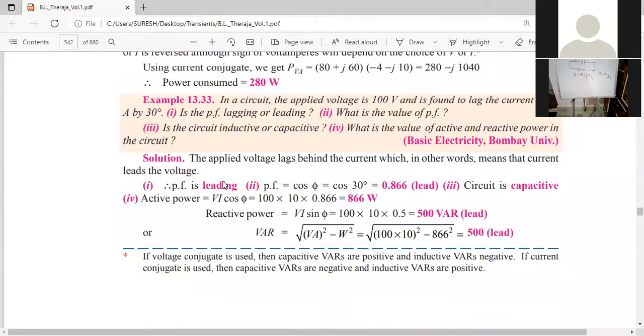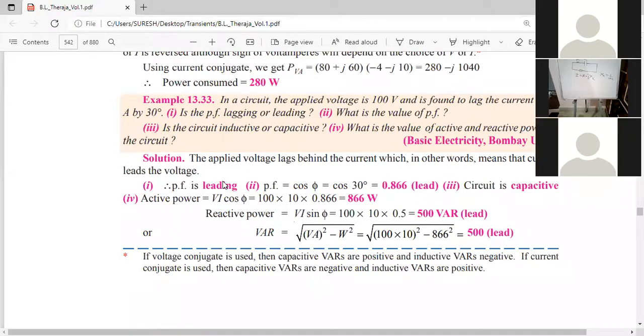Take down this problem. Example 13.33. Write down the question. In a circuit, the applied voltage is 100 volts and is found to lag the current of 10 ampere.